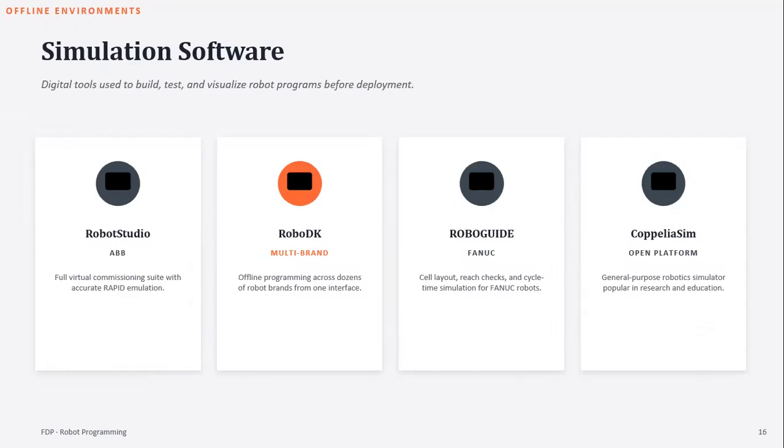Next, we are going to have an overview of various simulation software packages. Before implementing final robot programs on the shop floor, engineers typically use simulation software such as RobotStudio, RobotEK Solver, Fanuc ROBOGUIDE, and CoppeliaSim. These are some of the standard packages available in the market. These tools allow programmers to validate robot paths, detect collisions, and optimize the programs without interrupting production.